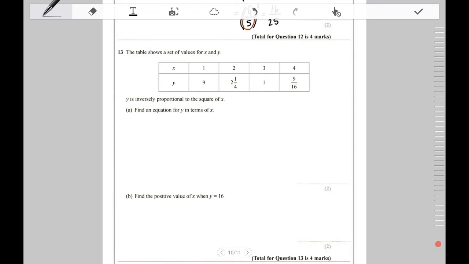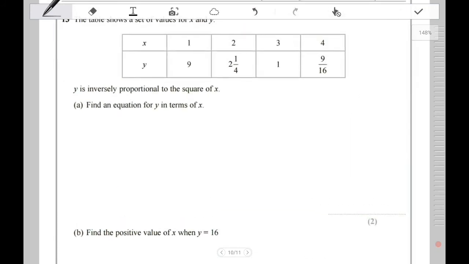Okay, question 13. The table shows a set of values for x and y. Y is inversely proportional to the square of x. Find an equation for y in terms of x. So y is inversely proportional to the square of x. That's how you translate that sentence to there.